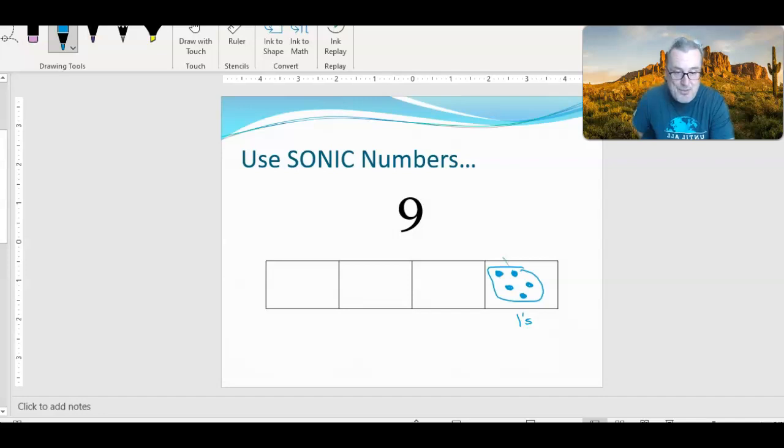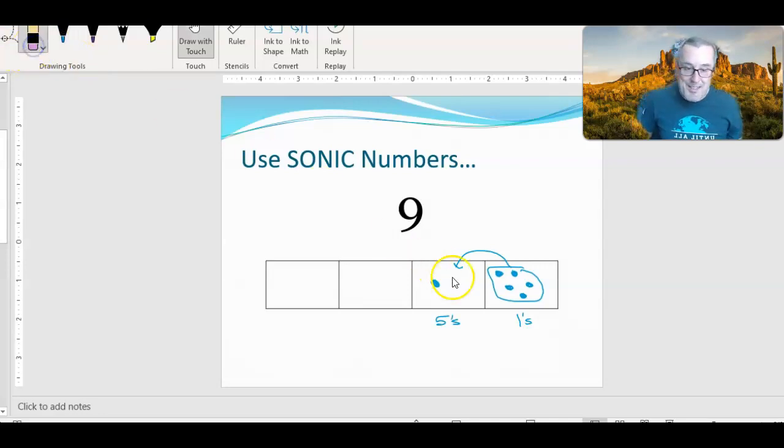So you would take those 5 blue dots and you would move them to a new place that has a new value. And you'd collect them or combine them all into a single dot. But those single dots are keeping track of how many bundles of 5 that you have.